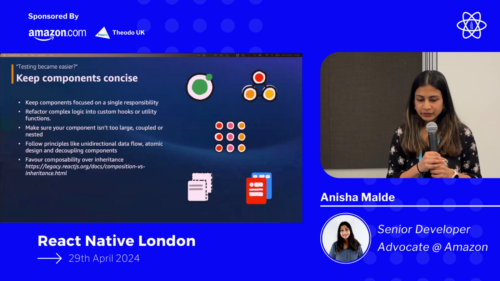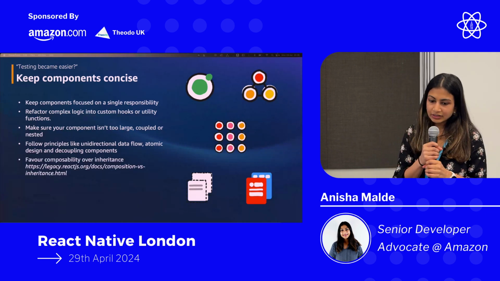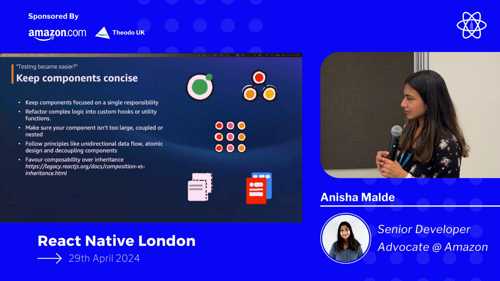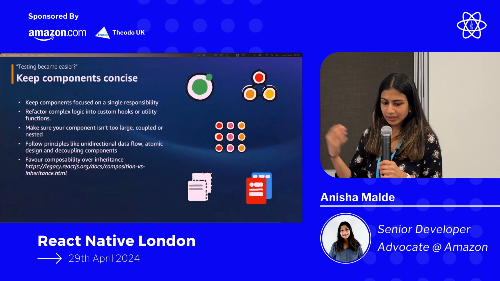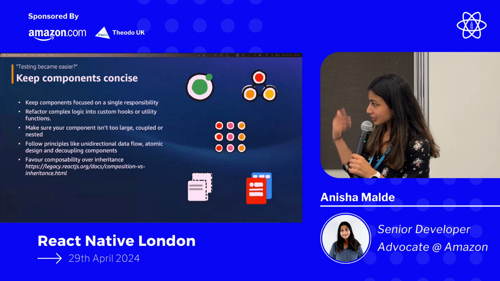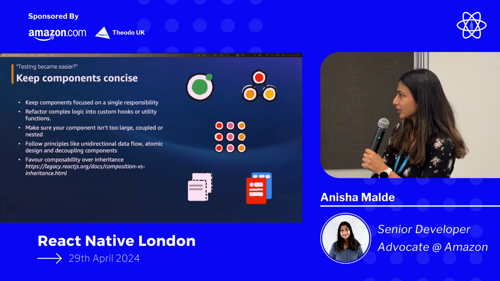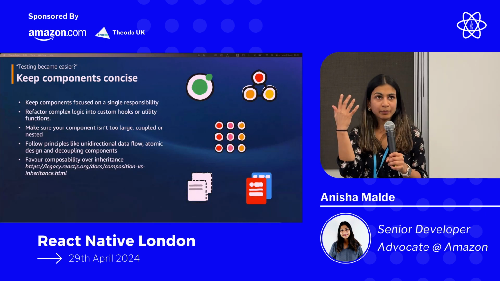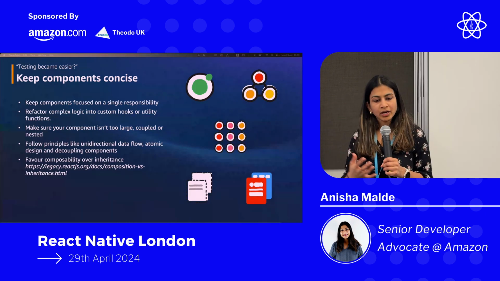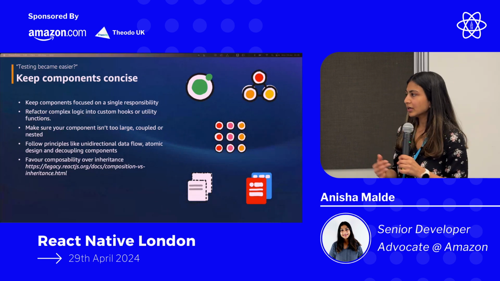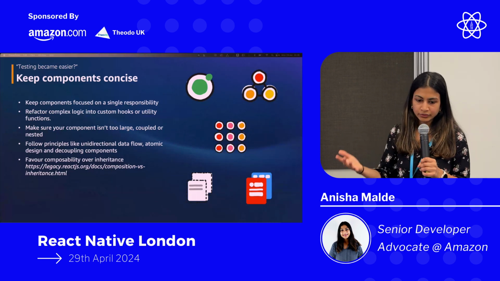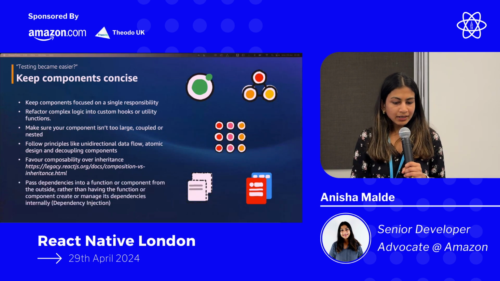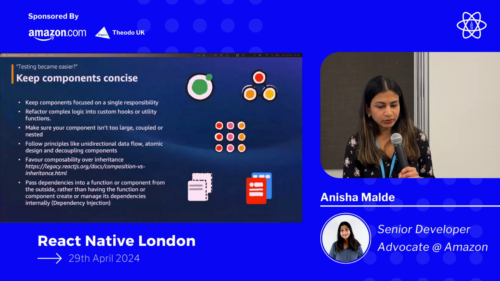Favor composability over inheritance. Actually, the legacy React docs had a really good page on this, and I think they've taken it out. I'm not sure, but I pulled this link from the legacy docs because I used to read it all the time. Really sad, I know, but it's really great to explain why, maybe if you came from a Java background and you were used to class components, we think that way. And pass dependencies into a function or component from the outside.